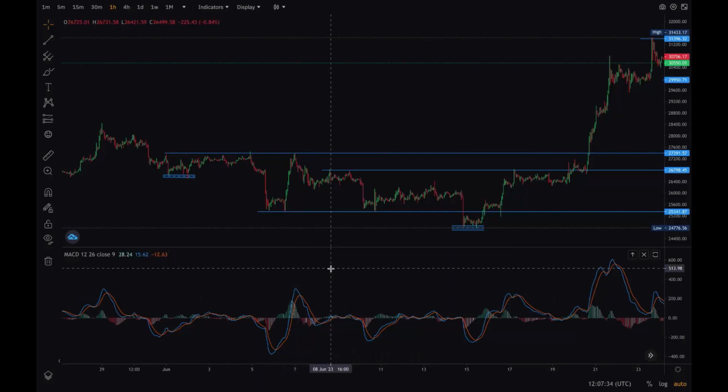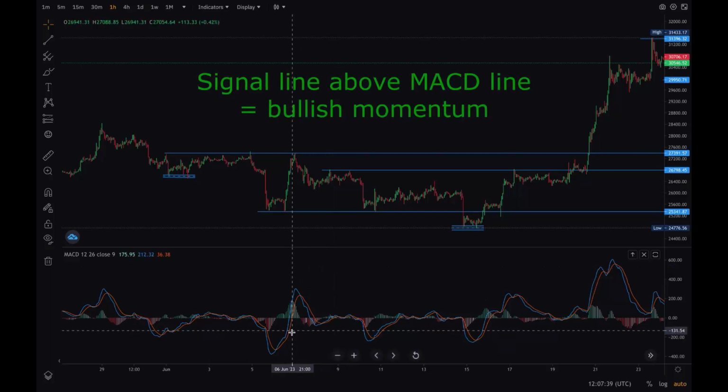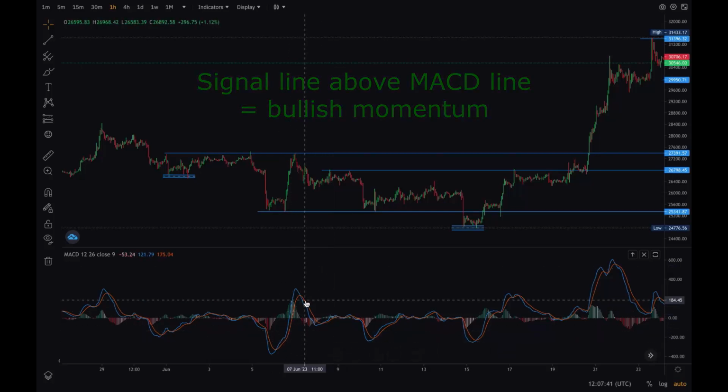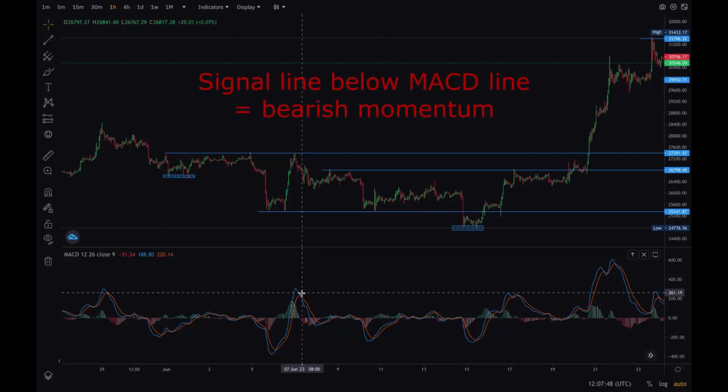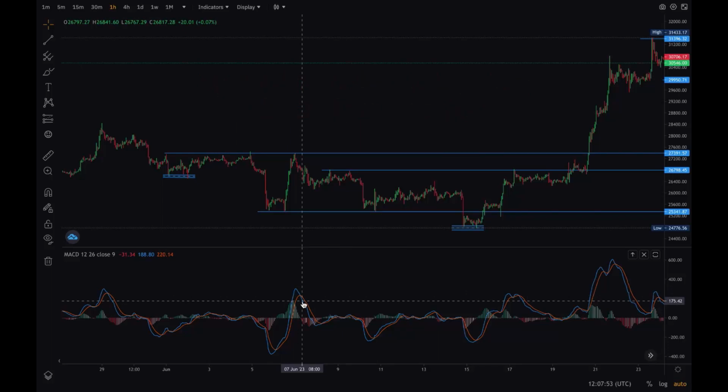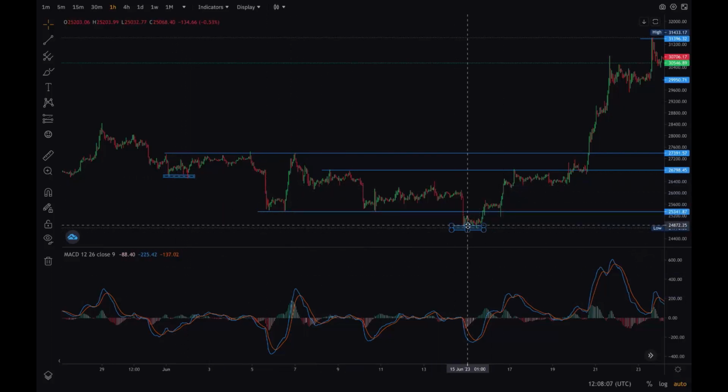So for bullish momentum, meaning that price is going upwards, we are going to want to see the signal line crossing above the MACD line. And for bearish momentum, which means that price is going down, we are going to want to see the signal line crossing below the MACD line. So how do we use this to get our trading opportunities? So first we'll need to take a look at a buy setup. So for a buy setup, we are going to want to be at a support zone. So either here, here, or here.